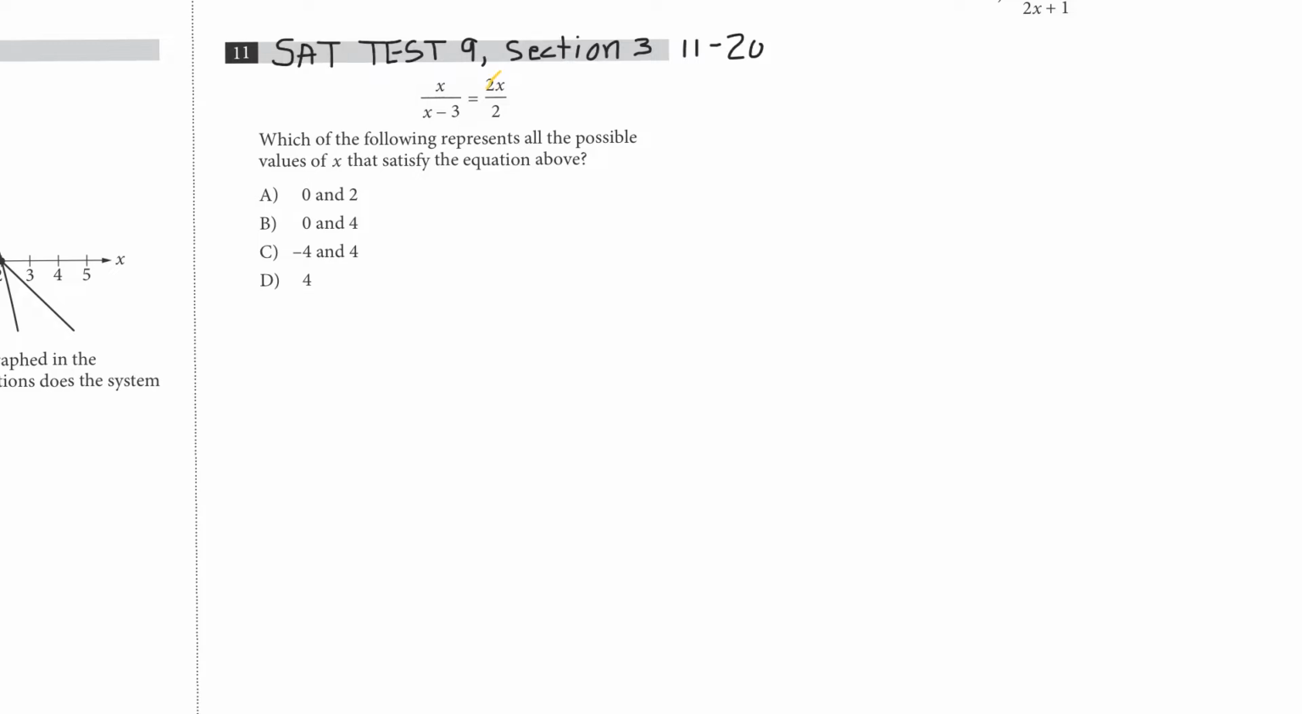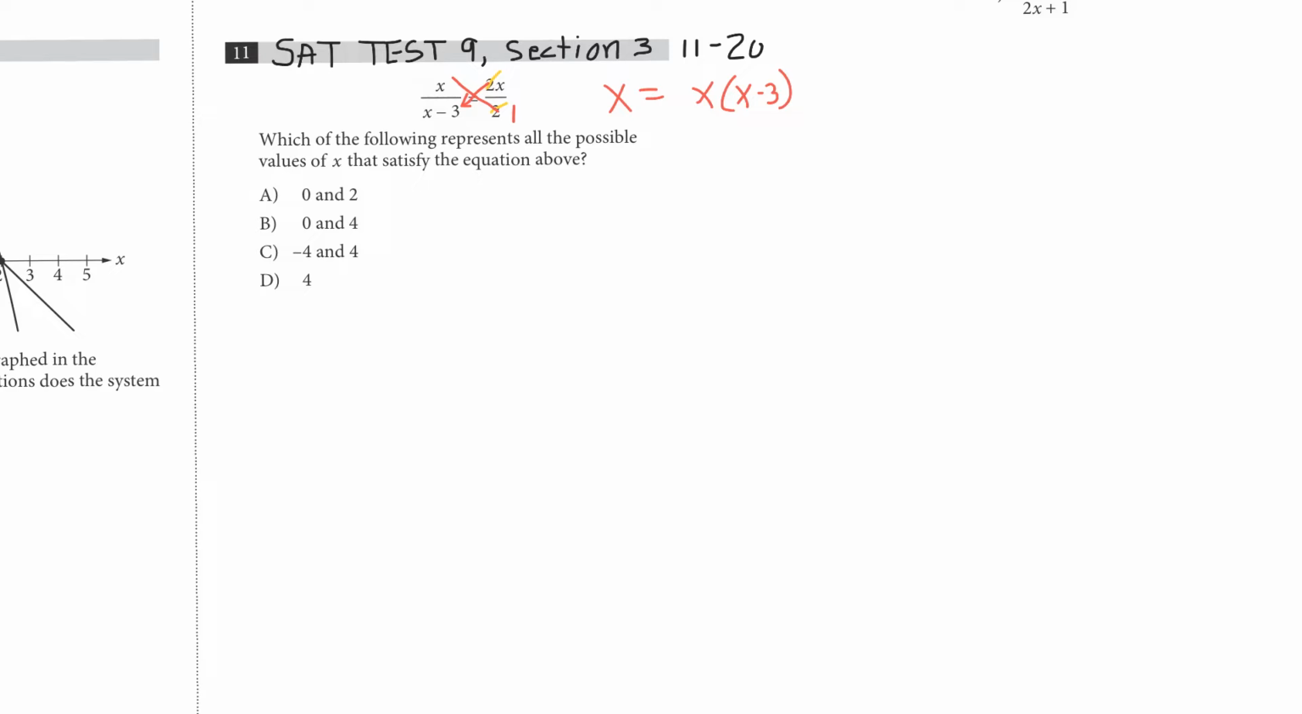Well, this 2 and that 2 will cancel out. And so what we can do is a little cross product. This becomes 1 here. 1 times x is x, if we multiply across like that. And then x times the other diagonal this way, x times x minus 3.